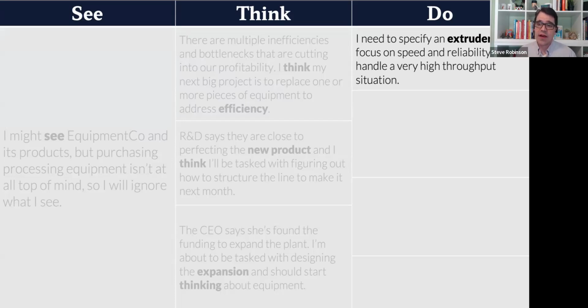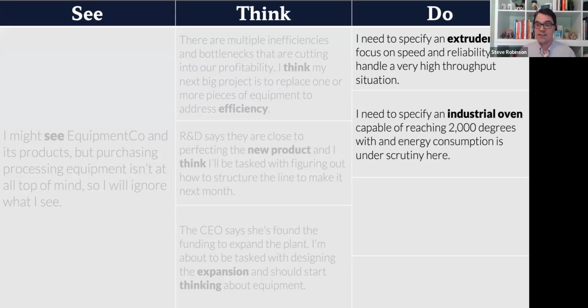Also, if you notice, I need to specify an extruder with a focus on speed and reliability to handle a very high throughput situation. As the process engineer, I've added some constraints to this, right? I've added some additional sides to the box that I'm going to apply as I go to try and find exactly which manufacturer's extruder I'm going to buy. I need to specify an industrial oven capable of reaching 2000 degrees. Again, I've decided the label is industrial oven and I've added some constraints.